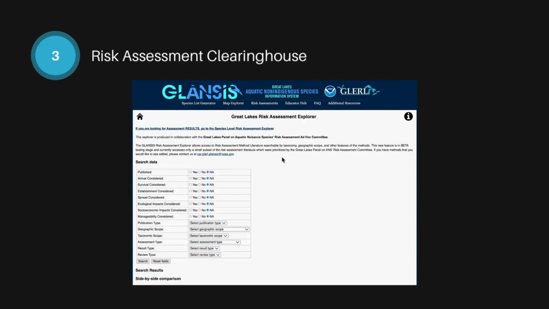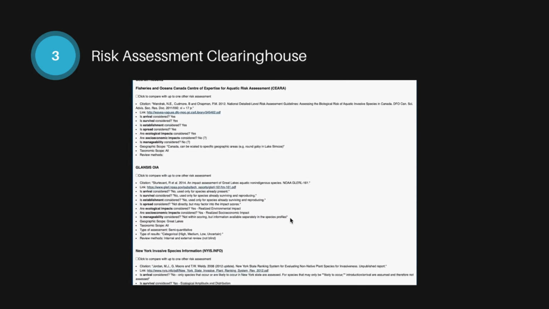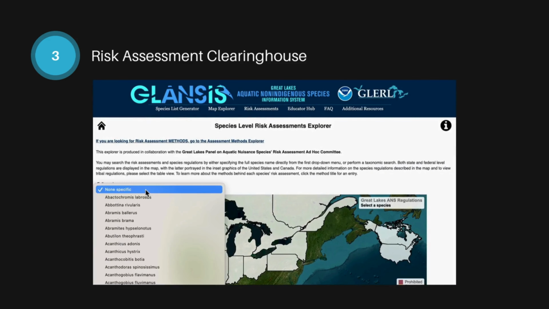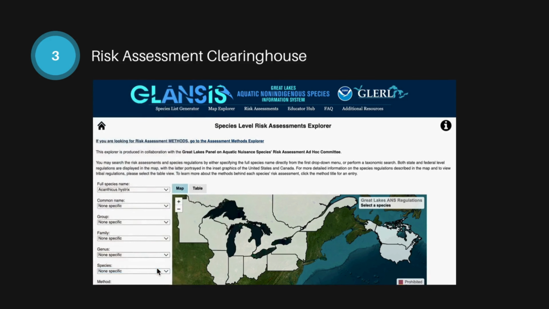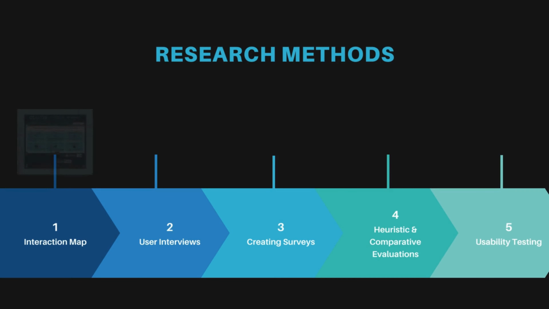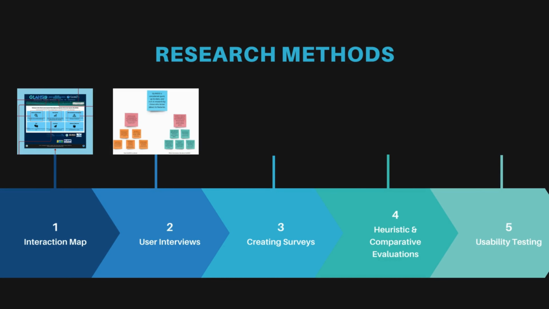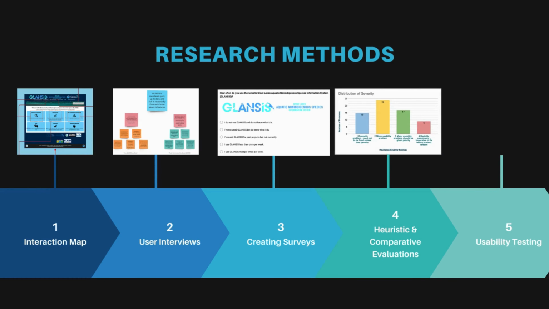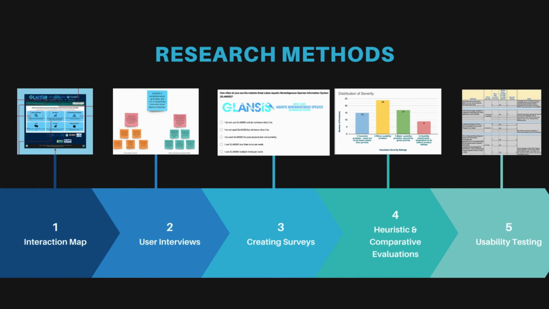And 3. The Risk Assessment Clearinghouse allows users to run side-by-side comparisons of risk assessment methods using the Methods Explorer. The Species Results Explorer provides access to legal regulations and risk assessment results for individual species. Our assessment methods include creating an interaction map, conducting interviews, surveying, and doing heuristic and comparative evaluations. Lastly, usability testing with 4 people confirmed common pain points and revealed key findings that will provide actionable recommendations that GLANSIS can implement in the short and long term.